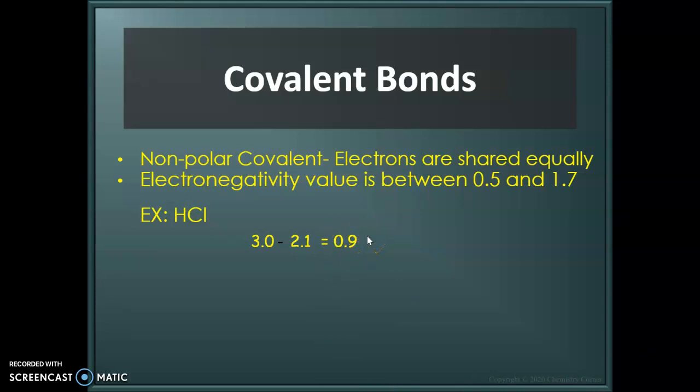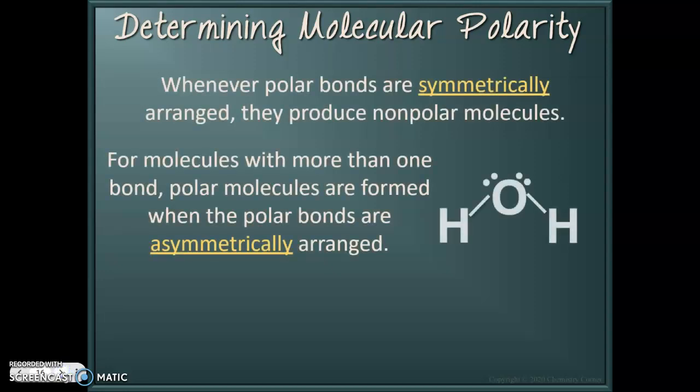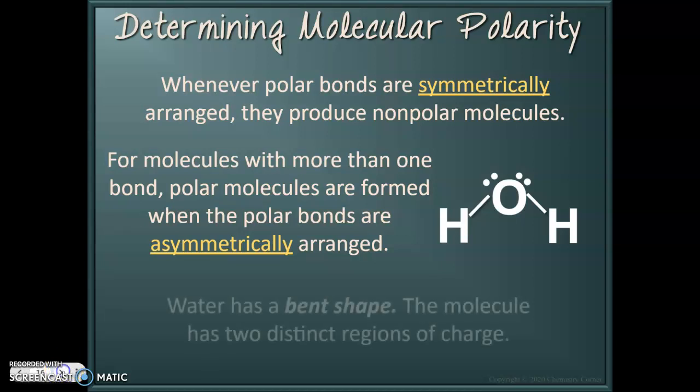So again, we know that hydrogen chloride is going to be polar covalent and it's going to be asymmetrical. Just like water is polar covalent, it's asymmetrical. We know it's going to have that unequal sharing of electrons. Just a refresher: whenever polar bonds are symmetrically arranged, they produce nonpolar molecules. For molecules with more than one bond, polar molecules are formed when the polar bonds are asymmetrically arranged, like water or hydrogen chloride. So nonpolar, symmetrical; polar, asymmetrical.